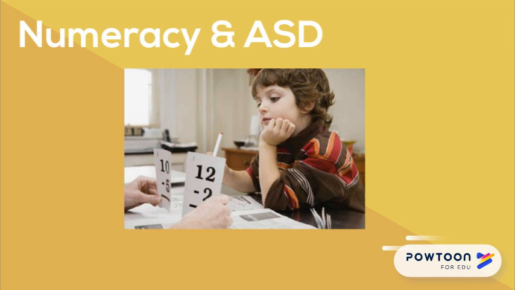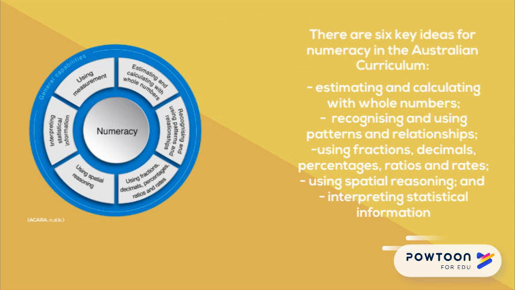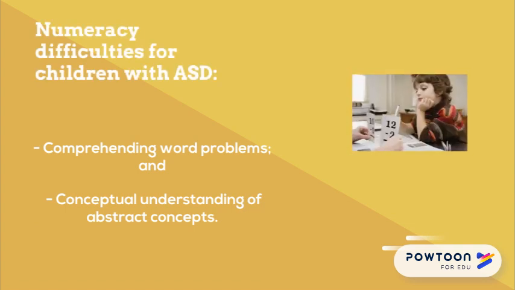Numeracy and autism spectrum disorder. The 6 key ideas for numeracy in the Australian curriculum include estimating and calculating with whole numbers, recognising and using patterns and relationships, using fractions, decimals, percentages, ratios and rates, using spatial reasoning, and interpreting statistical information. Numeracy difficulties for children with ASD can include comprehending word problems and conceptual understanding of abstract concepts.